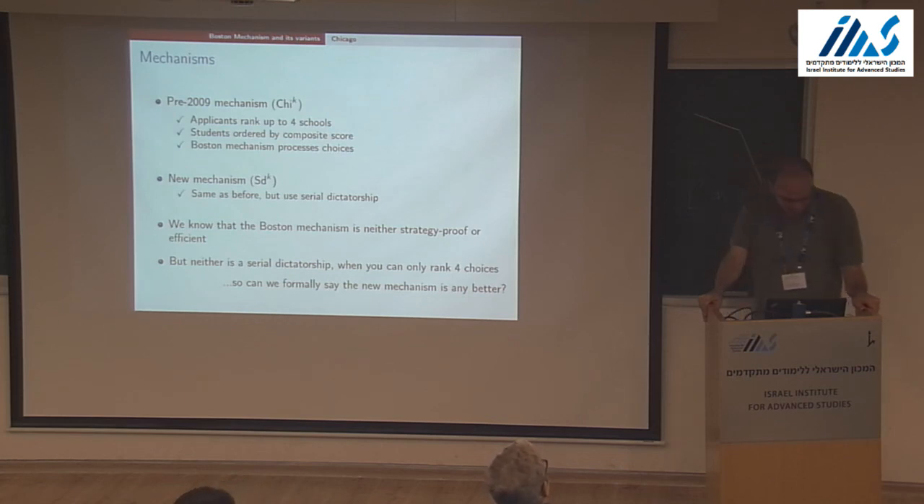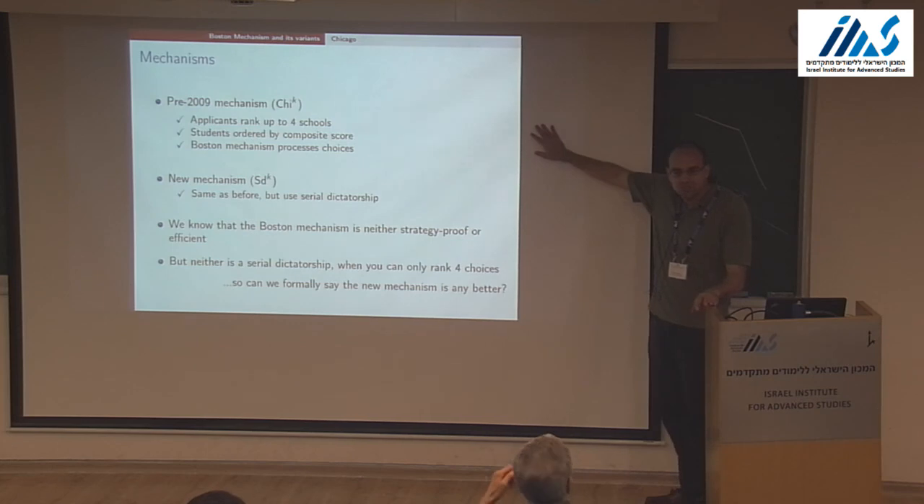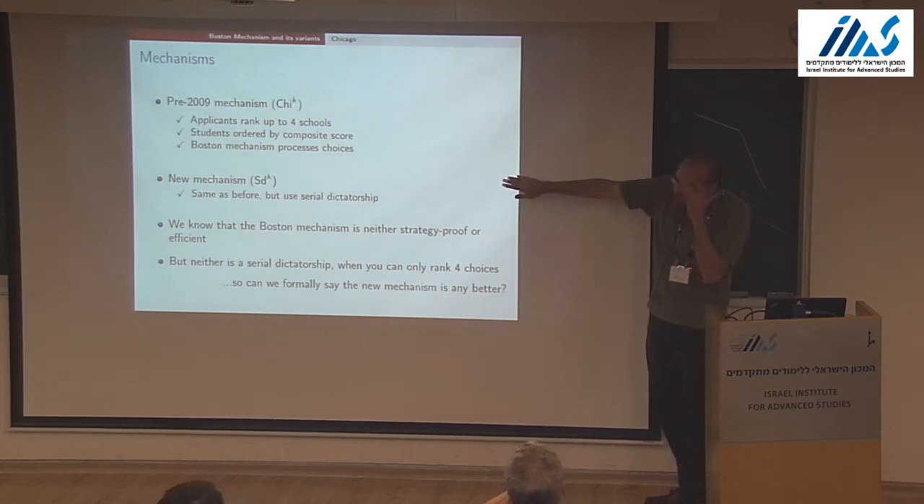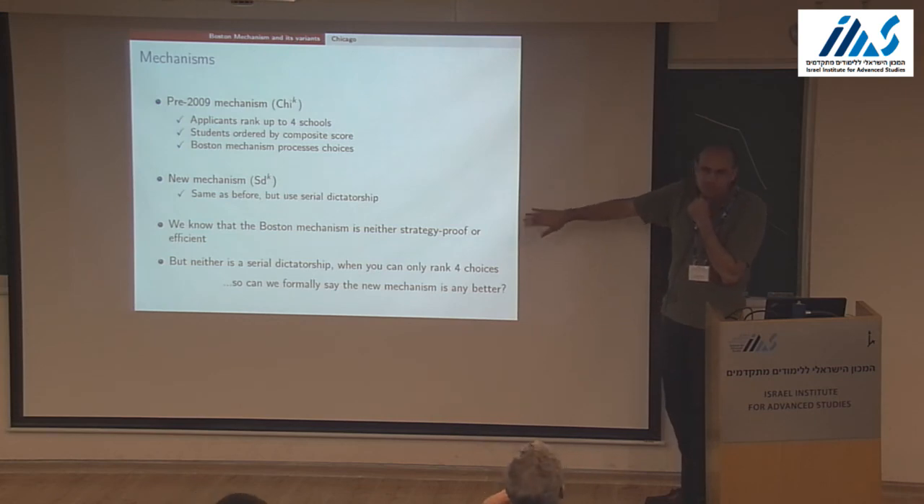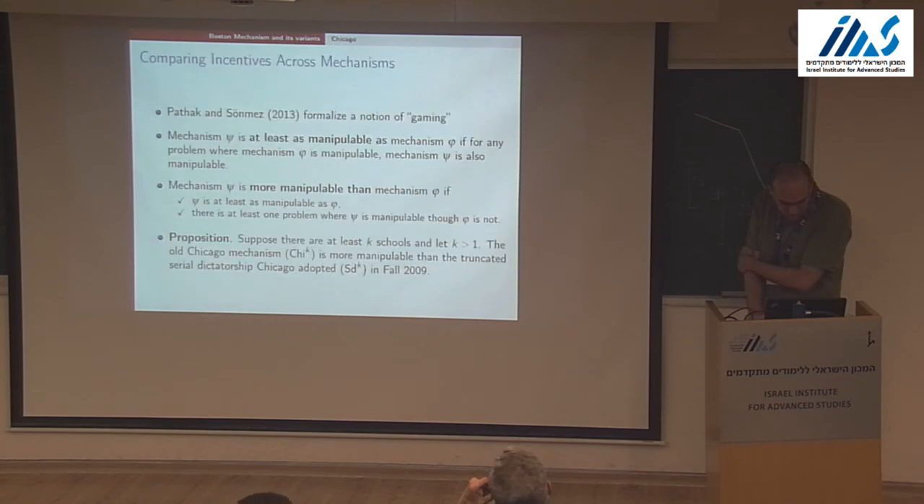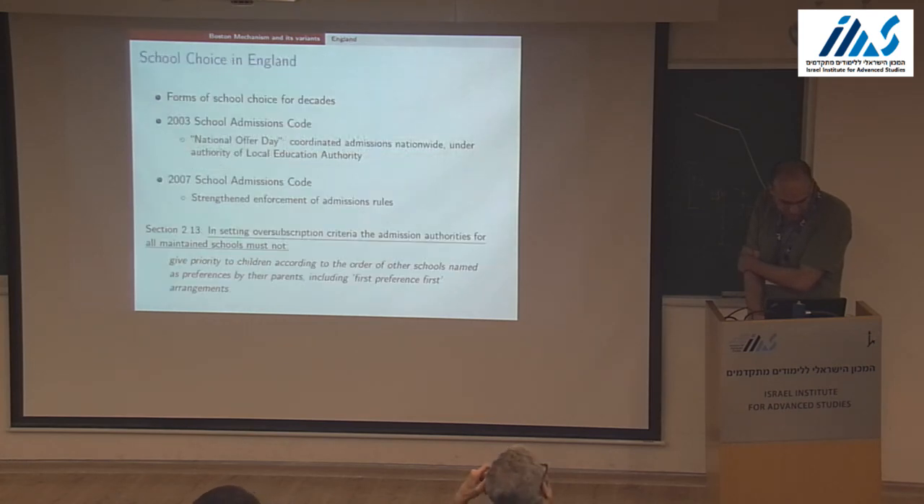And what you can show, and I won't go into the details, is that neither of these mechanisms is strategy-proof, but there is a formal sense in which this one is less manipulable than that one. Moreover, the mechanism where you can rank 4 choices is more manipulable than the mechanism where you can rank 6 choices. And of course, we have the ideal strategy-proof and efficient mechanism in this domain when there's no constraint on the number of choices. Okay, so that's what this is about here.